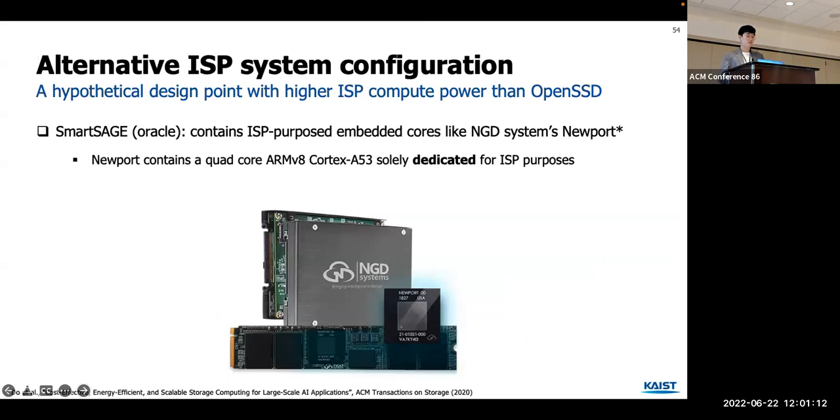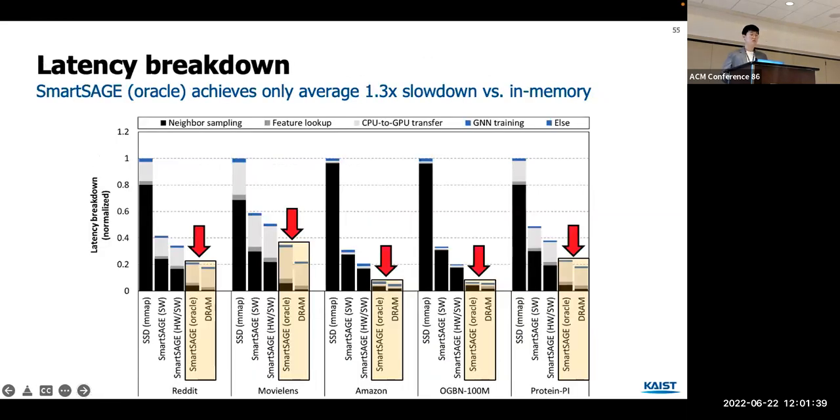To prove the effectiveness of our proposal, we establish a hypothetical design point with higher ISP compute power than OpenSSD, SmartSAGE Oracle. Here, we assume that unlike OpenSSD, a newer computational storage device contains dedicated ISP-purposed embedded cores, like NGD Systems' Newport. So overall, SmartSAGE Oracle only incurs a slight slowdown compared to the in-memory training system, which shows that a newer computational storage device can become a viable option for large-scale GNN training.